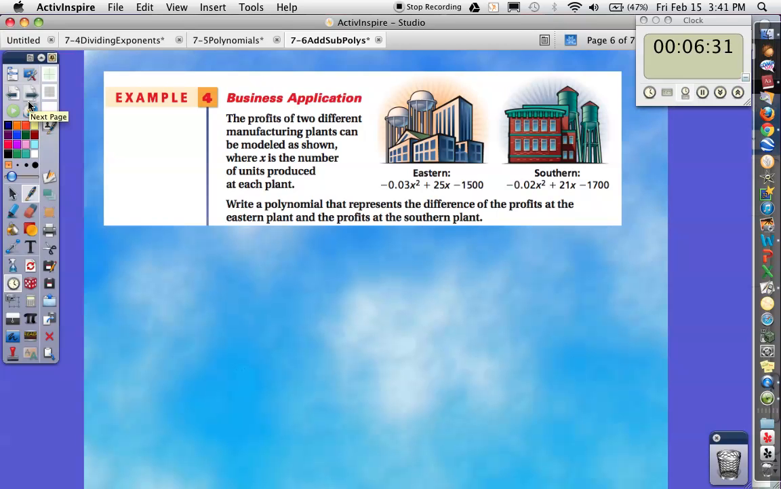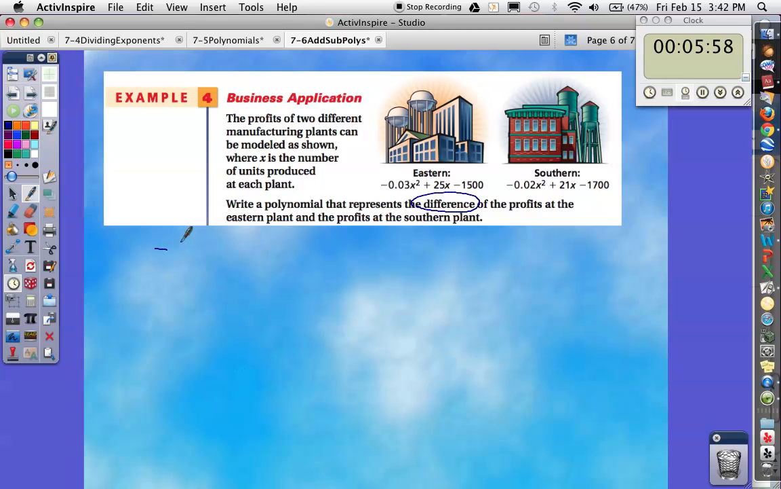Last example then that we're going to do together. The profits of two different manufacturing plants can be modeled as shown, where X is the number of units produced at each plant. So they're saying this represents how many units the eastern plant produces, and this polynomial represents how many units the southern plant produces. Write a polynomial that represents the difference of the profits at the eastern plant and the southern plant. So what does difference mean, guys? It means subtraction. So I'm going to do the eastern plant minus the southern plant.